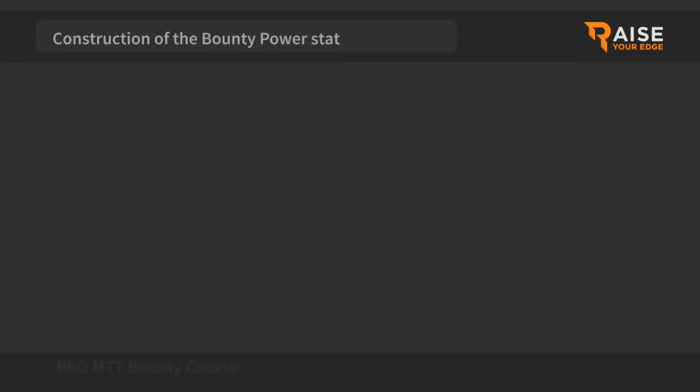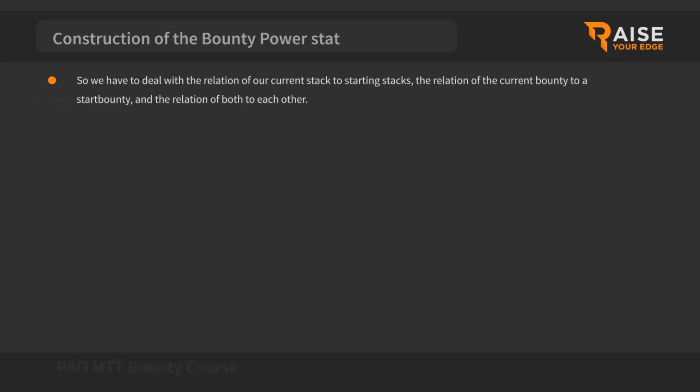Let's go over to the construction now of the bounty power stat. So we got a lot of information which we put inside of our index and get a very simple number and a very simple conclusion out of this. And what we have seen out of our observation is that we will have to deal with relations.